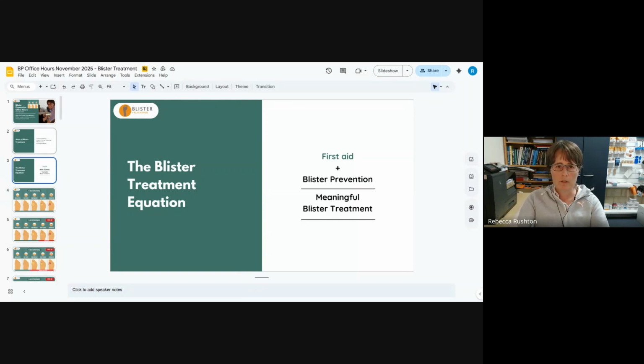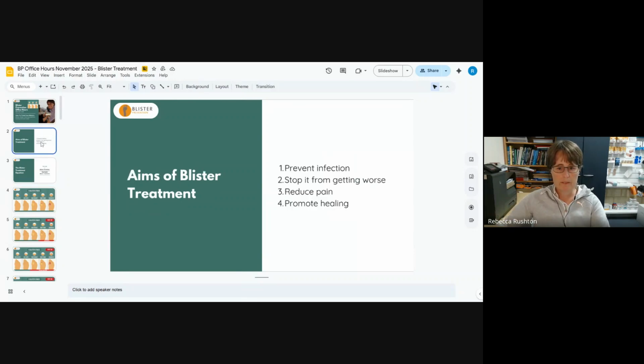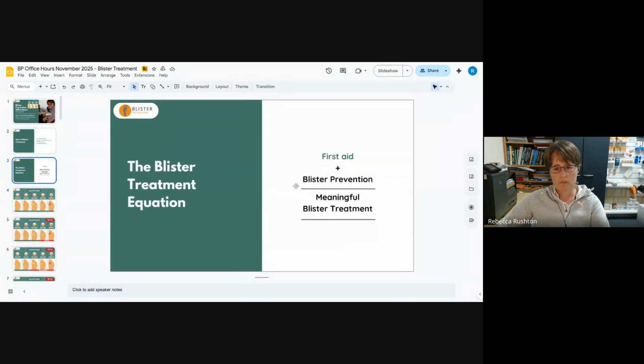So when you put a dressing over the blister, you have eliminated the rubbing, but you have not eliminated the shear. Shear is still going on in the soft tissues underneath that dressing. And that's why the blister continues to hurt and get worse as you pull your shoes back on and keep going. So the first aid component is important for blister prevention, but not that effective in doing the other things, as in stopping it from getting worse, actually making it get better and reducing the pain. The thing that provides those aspects of blister treatment is this component, the blister prevention component.